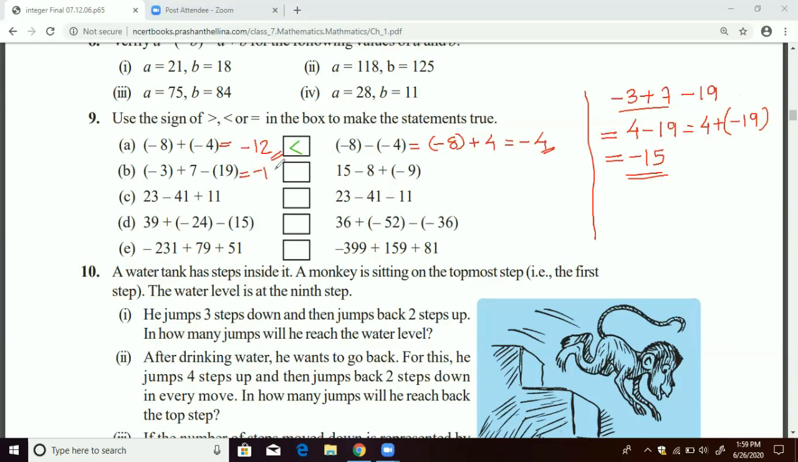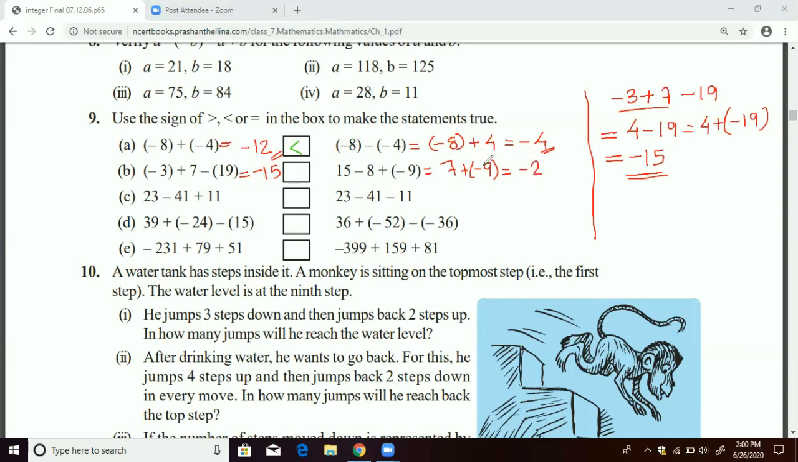So what about the second? 15 minus 8. That is a simple question. 15 minus 8 is 7. That is positive 7. Positive 7 plus minus 9, what will be the answer? You are finding the difference and putting the sign of greater absolute value, that is negative 2.